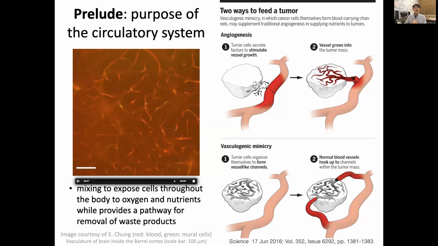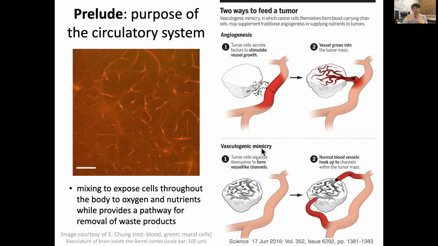Not only in normal physiology, blood vessels and circulation are also very important in pathology. For example, in cancer, as we've already talked about, the tumor cells ask for more blood vessels so that they can feed themselves. We call this new vessel growth from existing vessels angiogenesis. And a recent Science paper was published about another way to feed a tumor, called vasculogenic mimicry.